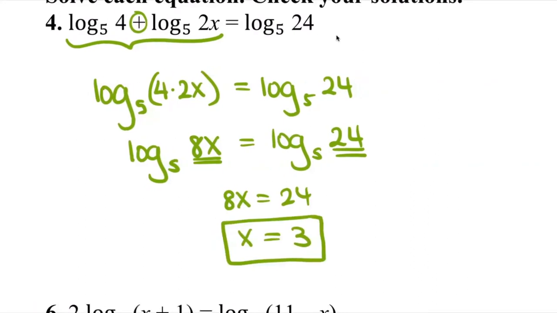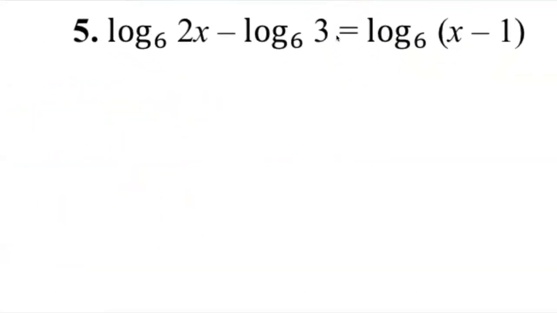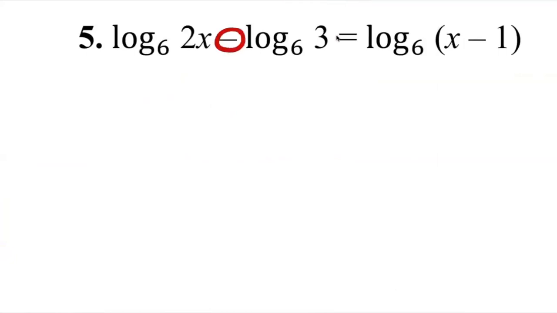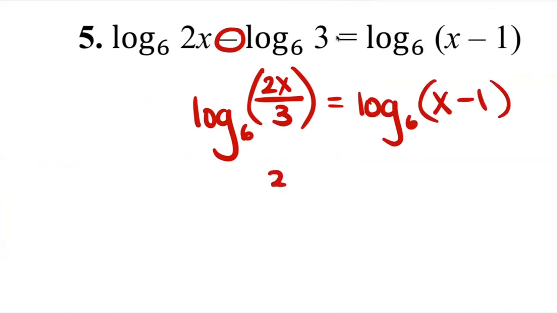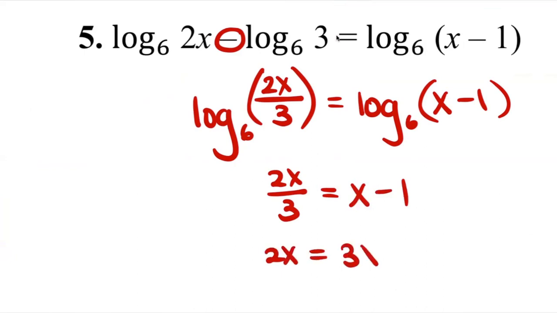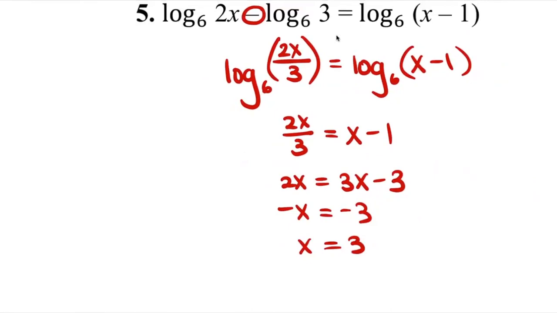Let's try one more here, number 5. Same thing, I want to get one log on each side of the equation. So I'm going to condense that. This is subtraction, so I'm going to bring those together using division. Once I have one log on both sides, I can focus on just setting those arguments equal to each other. Let's multiply by 3 on both sides. Don't forget to distribute, subtracting the 3x, and then dividing by negative 1.